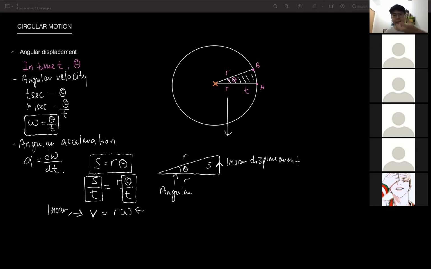What does it mean by linear? The direction is tangential to the circle, to the circumference. The velocity is tangential. What does it mean by tangential? If you draw a radius like this, then the velocity direction is 90 degrees to the radius. It's tangent to the circle.